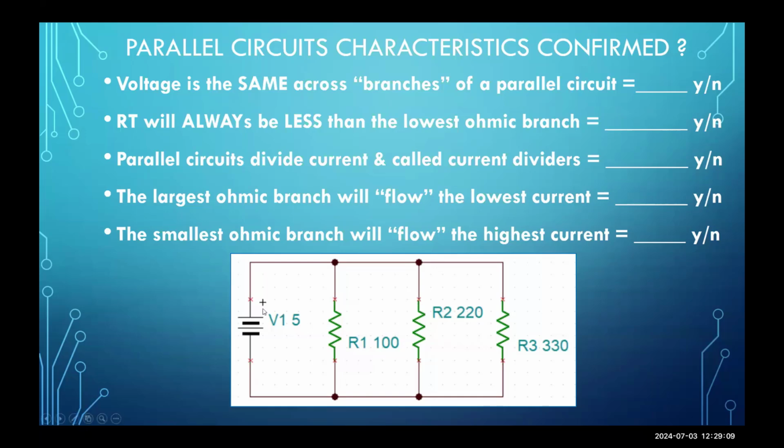Third bullet point, parallel circuits divide current and are called current dividers. Yes, the total current was around 87 milliamps, and part of that was chunked out through the first branch, part of that was chunked out through the second branch, and part of that was divided, if you will, through the third branch. Next bullet point, did the largest ohmic branch in fact flow the lowest current? Yes, it did. Did the smallest ohmic branch, in fact, flow the highest current? Yes, it did. So very important conclusions that you should make.